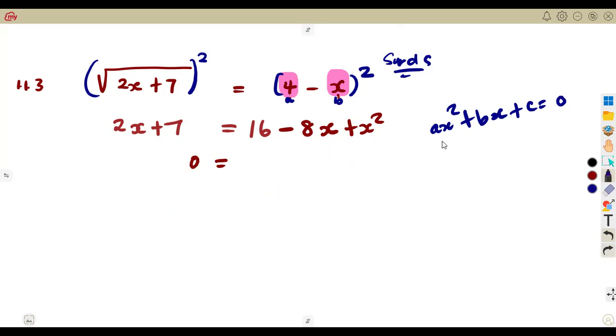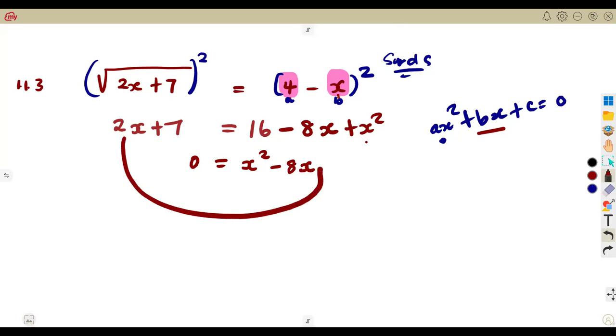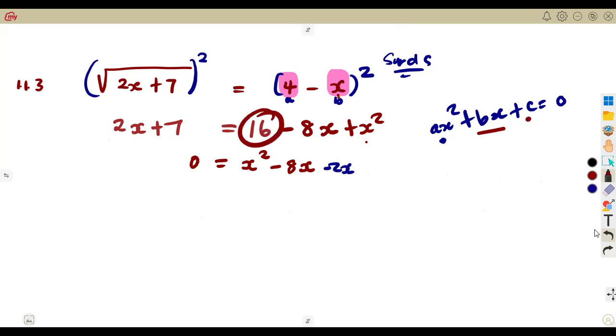Also maintaining the order ax squared, so I can start with x squared. So that's x squared. I'm supposed to follow with what? x. So I'm having minus 8x. Take the 2x to the other side. So it is going to be what? Minus 2x. Remember, it was positive, so it's going to be negative. I move on to the constant already. I'm having a 16 here, so it's going to be 16.